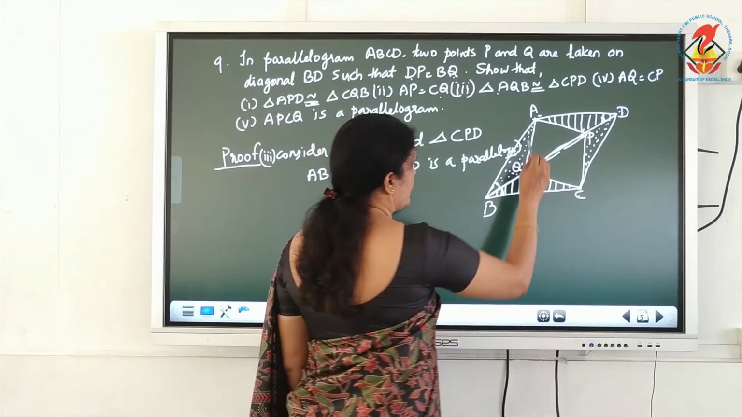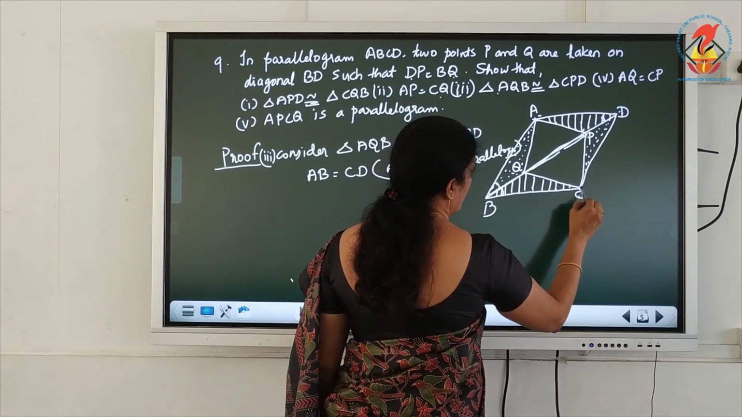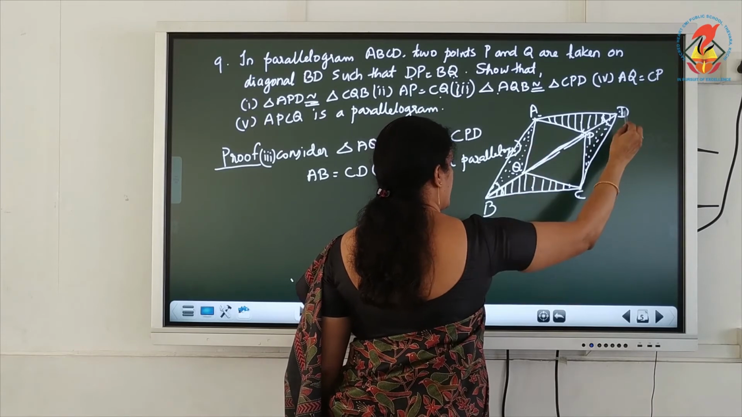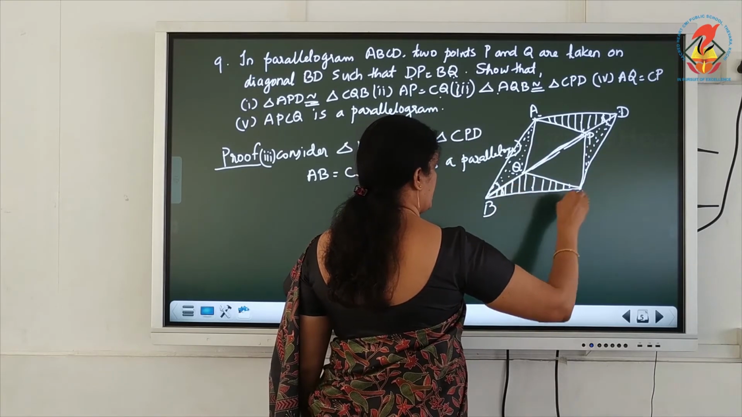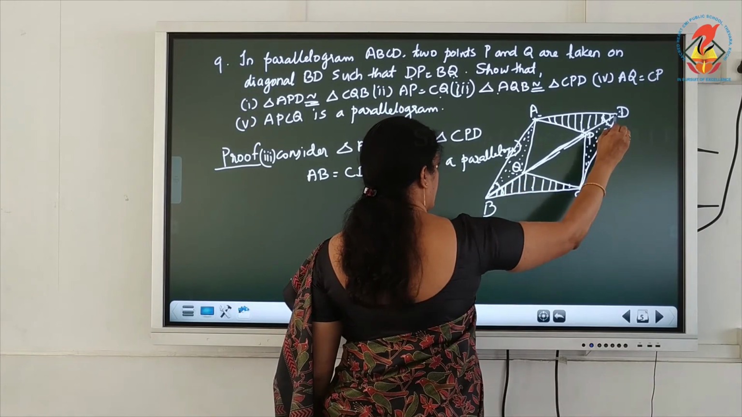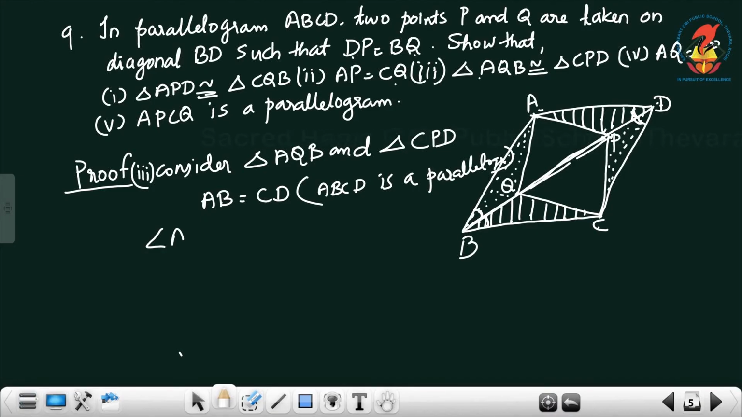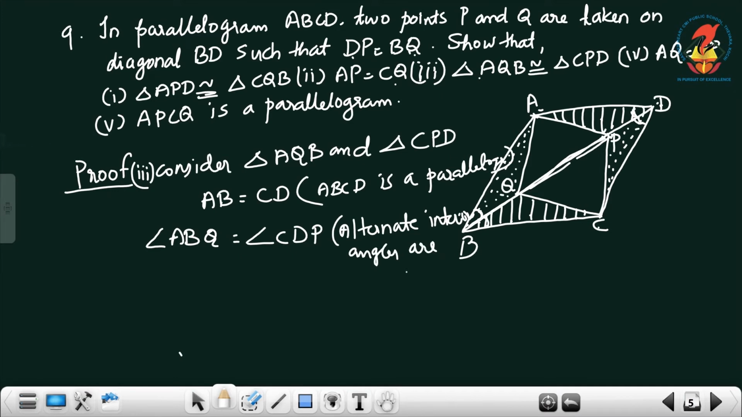Next, angle ABQ equal to angle CDP. These two angles are equal because these two sides are parallel. That means ABCD is a parallelogram. Then this line acts as a transversal, and these two angles are alternate interior angles. Angle ABQ equal to angle CDP. Alternate interior angles are equal.